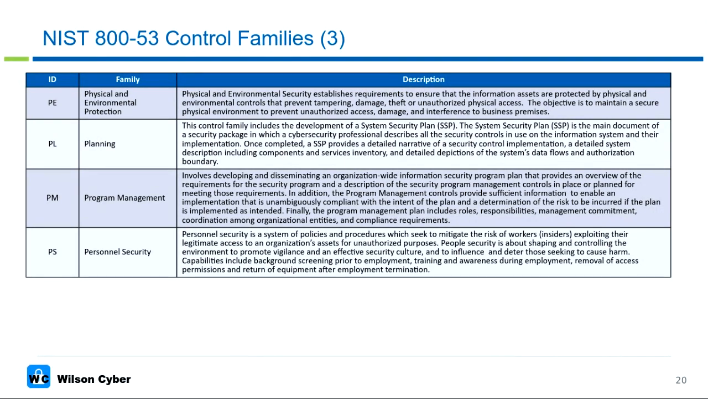Physical and environmental protection establishes requirements to ensure that the information assets are protected by physical and environmental controls that prevent tampering, damage, theft, or unauthorized physical access. The objective is to maintain a secure physical environment to protect against unauthorized access, damage, and interference to business premises.